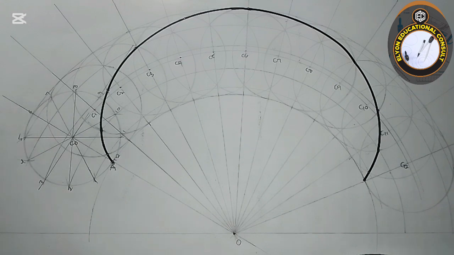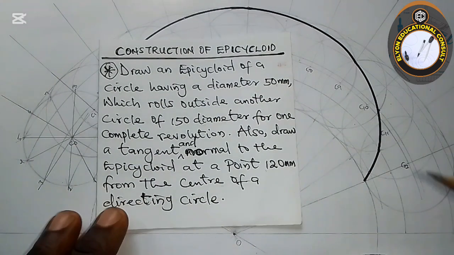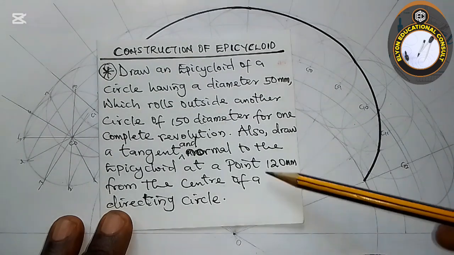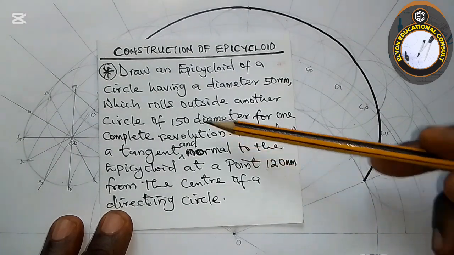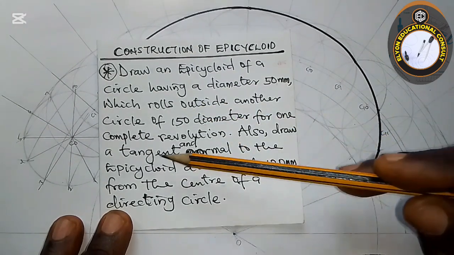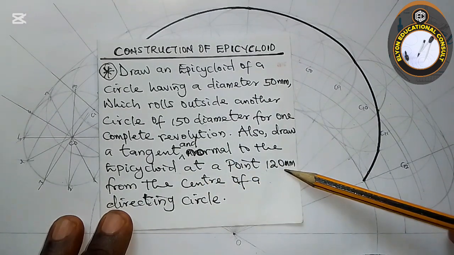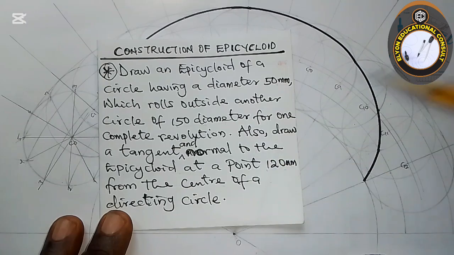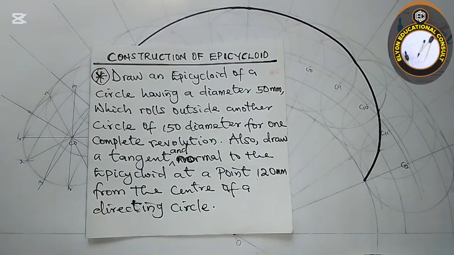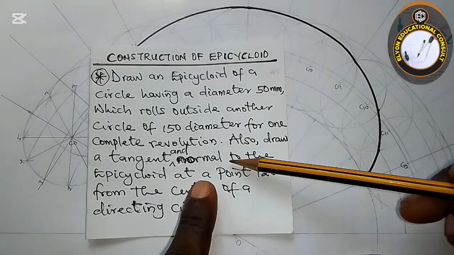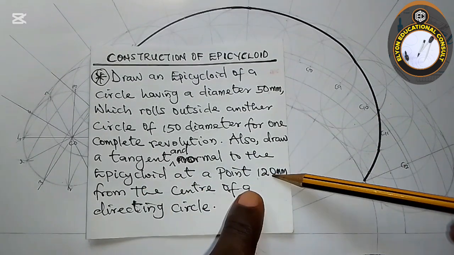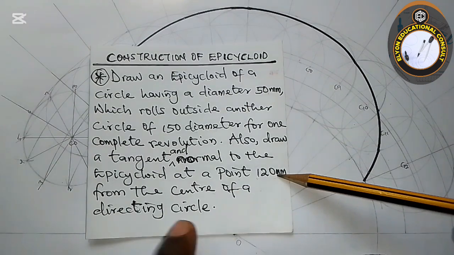Now I'm going to be showing us in this video how we draw the tangent for the question we treated earlier. The concluding part of the question says also draw a tangent and normal to the epicycloid at a point 120 mm from the center of the directing cycle. So that's what we are going to be doing in this video. The instruction says that we should draw the tangent and normal to the epicycloid at a point 120 mm from the center of the directing cycle.